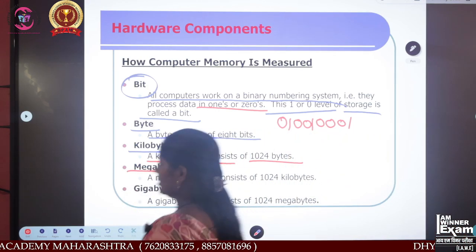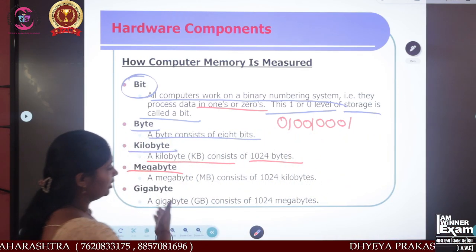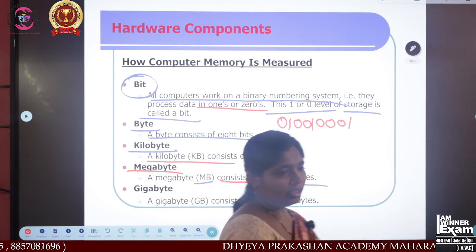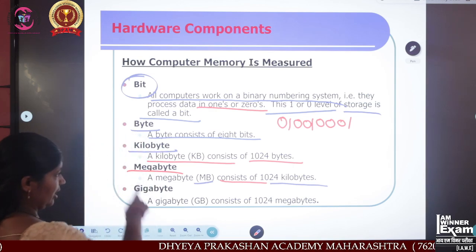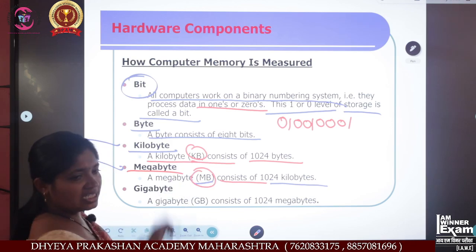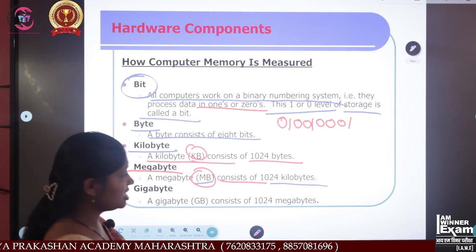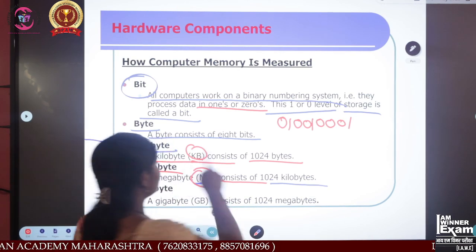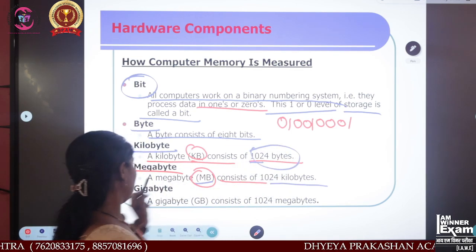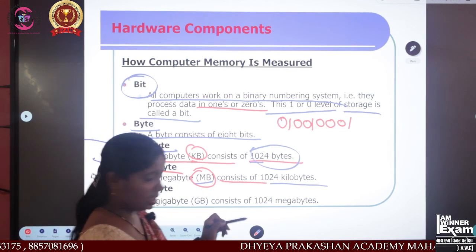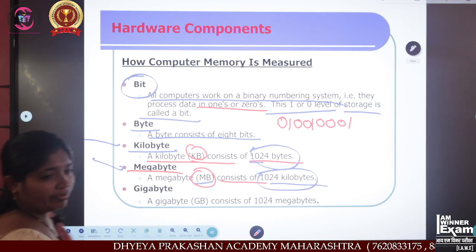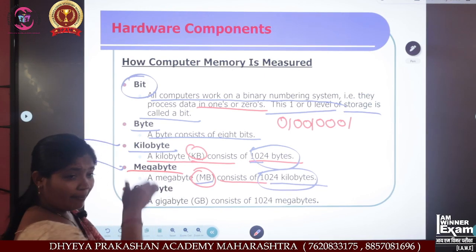Next is megabyte. A megabyte, MB, consists of 1024 kilobytes. Kilobytes means KB and megabytes means MB.